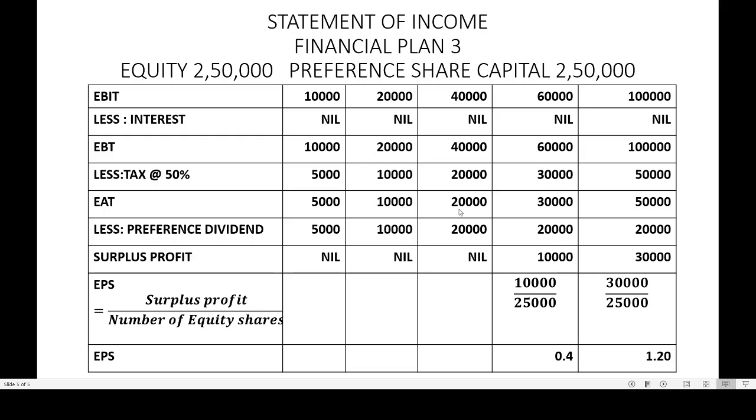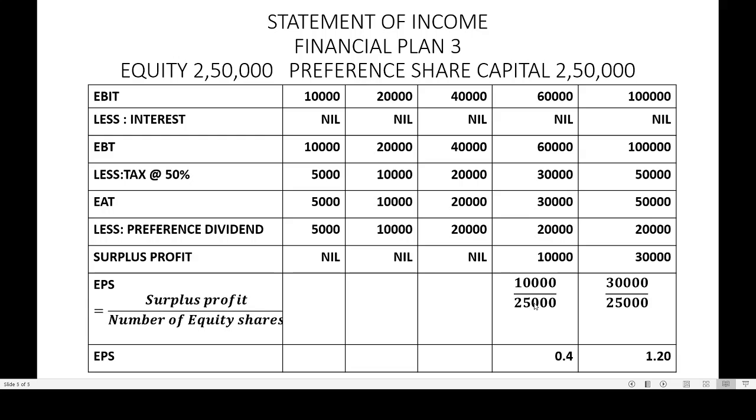In the third case, you can see 20,000 earnings after tax. Preference dividend is 20,000, that will be paid, and the surplus profit will be nil. In the fourth case, 30,000 is the earnings after tax, and the preference dividend amount is 20,000. So the surplus profit will be 10,000 rupees. In the fifth case, 50,000 is the earnings after tax. Preference dividend is 20,000. So surplus profit is equal to 30,000. In the first three cases, we do not have surplus profit, because whatever we had, we have paid for the preference dividend. So profit is not available for the equity shareholders. There is no EPS in the first three cases.